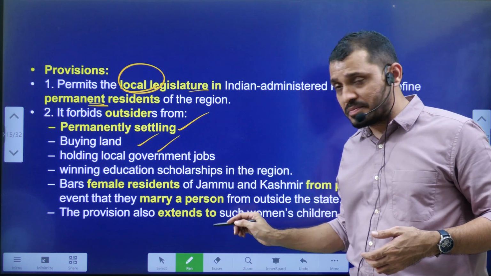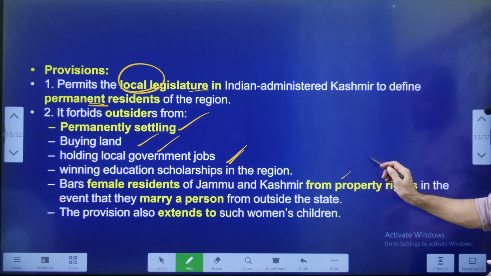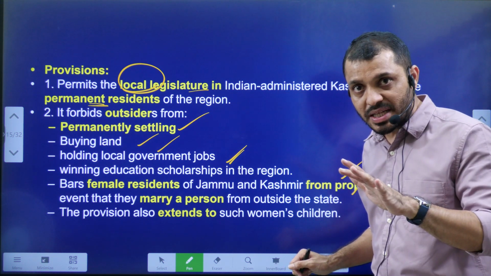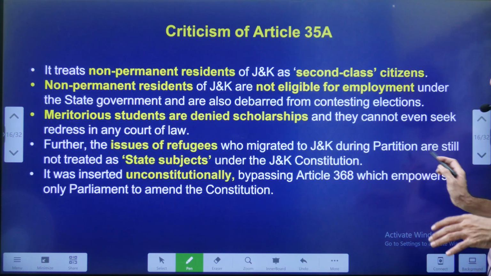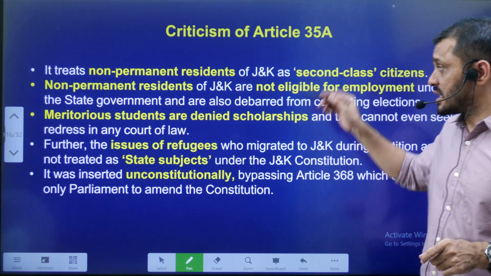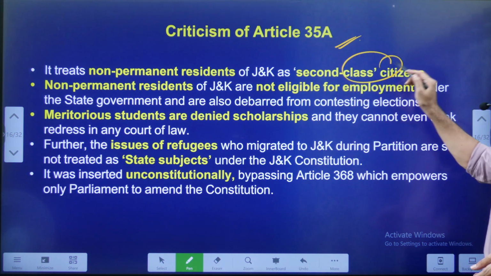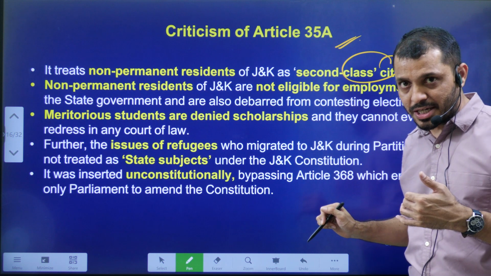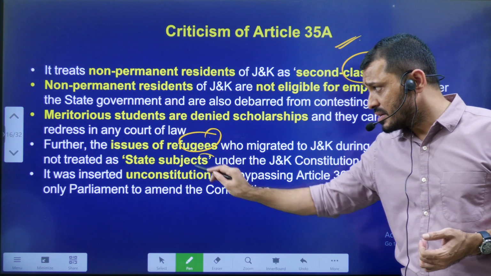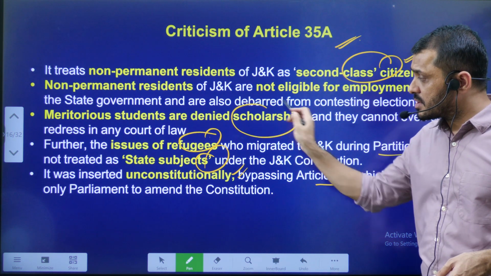They cannot buy any property. They cannot get a government job. They cannot even get a scholarship. In case Jammu Kashmir women marry any person from outside of JNK, they lose all their property rights. Even their children will lose all their property rights. These are so discriminatory in nature. That is the reason there are a lot of criticisms of Article 35A. What is that criticism? The rest of the Indians in Jammu Kashmir were being treated as second class citizens, whoever was not a permanent resident. Even the refugees who came from Pakistan were not given permanent residency. The women did not have rights, and outsiders were not treated equally.